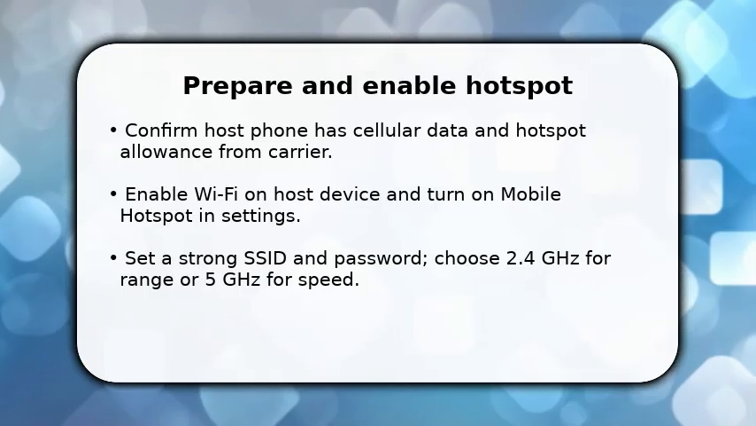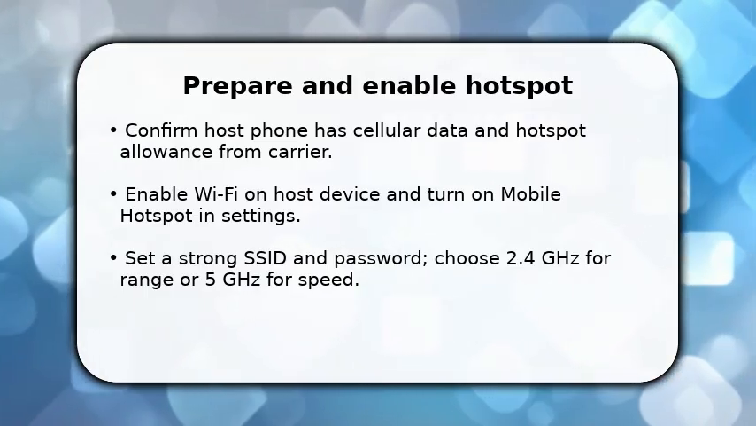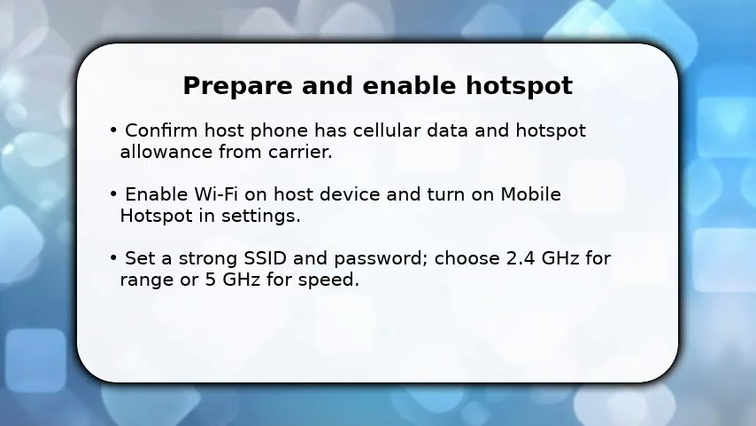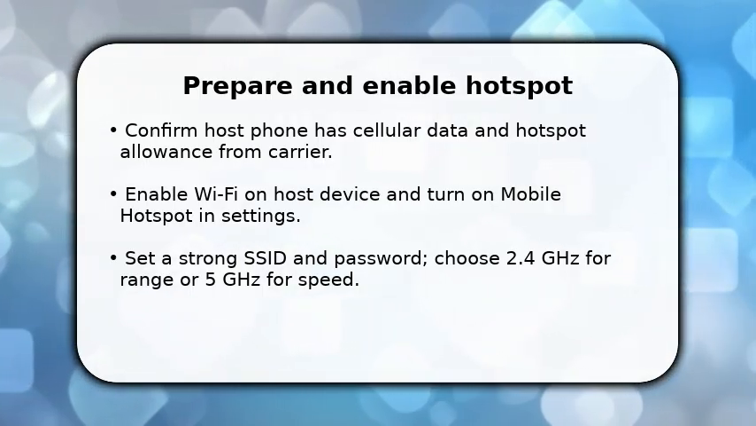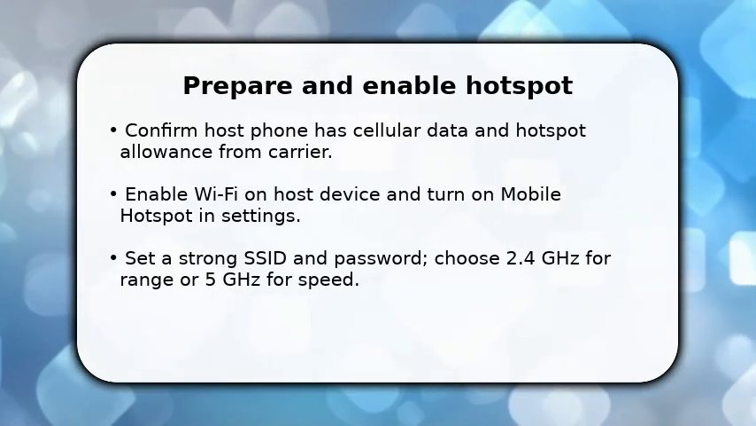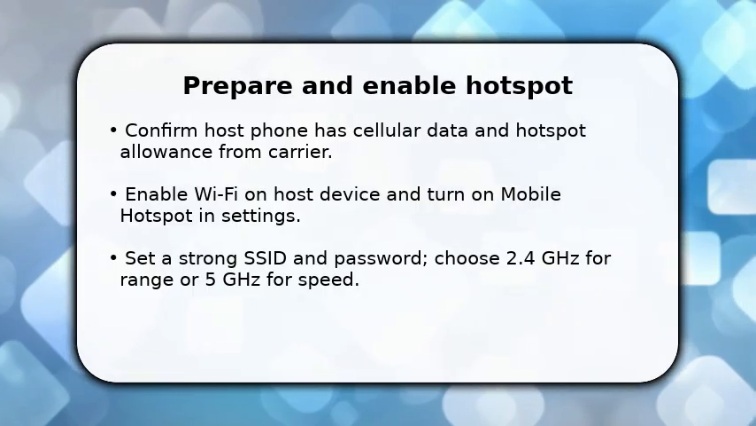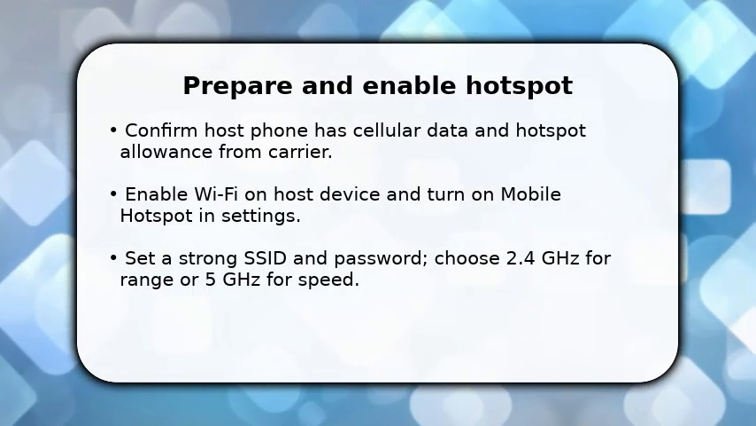You start by checking prerequisites. Your phone needs active cellular data and a carrier plan that allows tethering. Once done, go to Settings and enable Mobile Hotspot. Make sure Wi-Fi stays on. Set an easy-to-recognize SSID and a secure password so devices can connect without confusion.